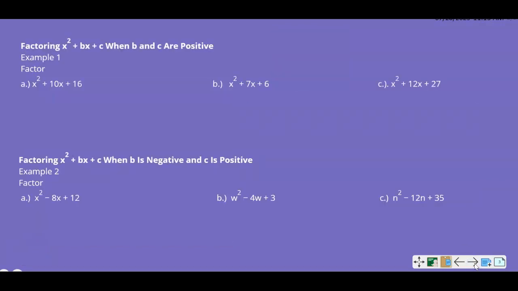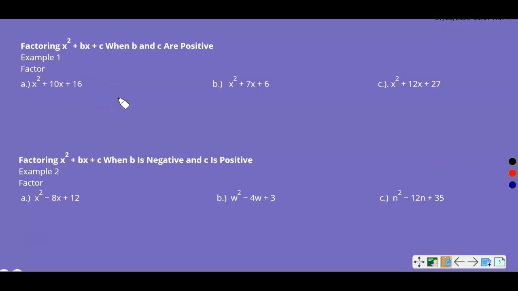All right, let's look at some examples. Factoring when b and c are positive. We're going to rewrite this in factored form. So what is factored form? Factored form is just another way to rewrite this. This is in standard form. We've looked at factored form the last couple lessons, so hopefully you know what I'm talking about when I talk about factoring. This is a trinomial. x squared is your first term, 10x is your middle term, and 16 is your third term. So three terms, this makes this a trinomial. I'm going to factor this into two binomials.